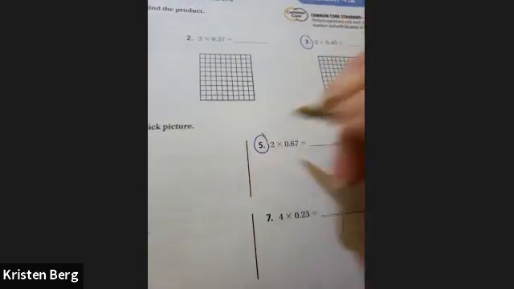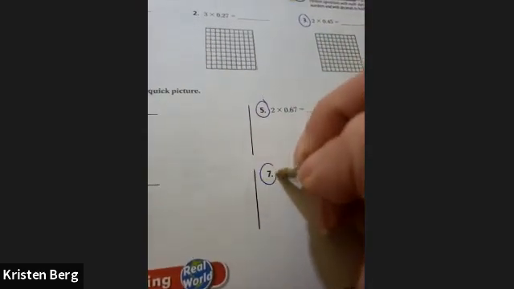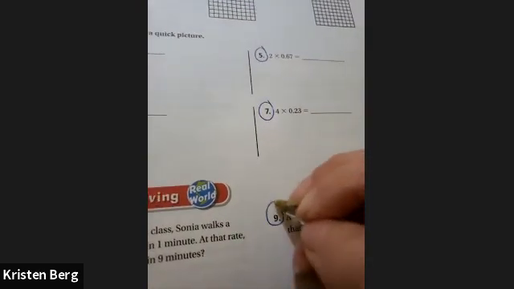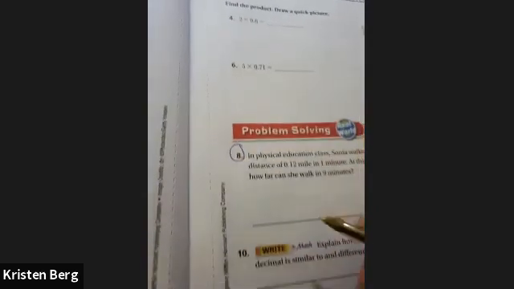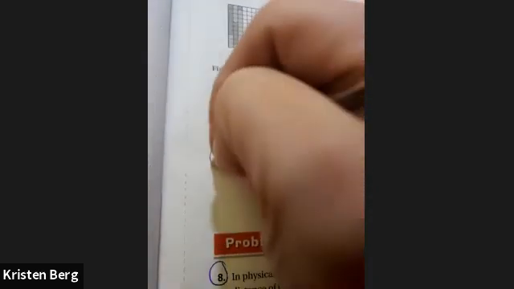5 and 7, and 9 will be for homework. And 8, cross out 10, and 6.